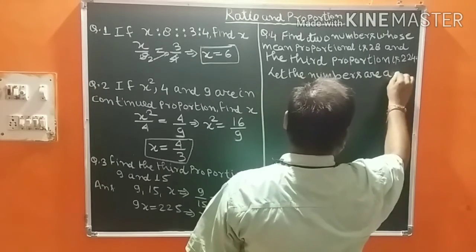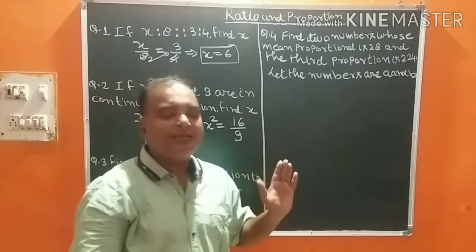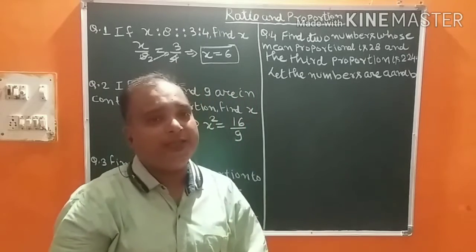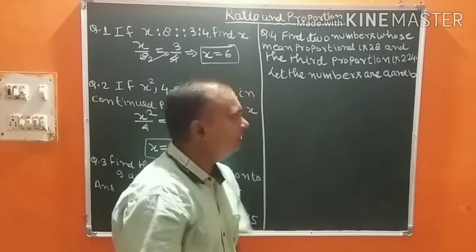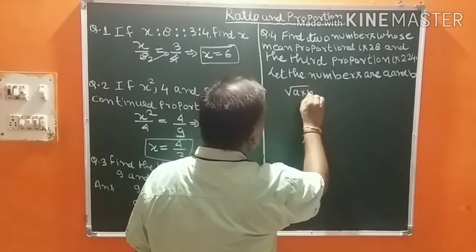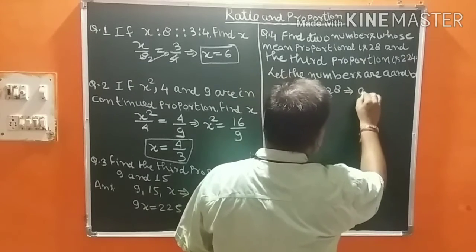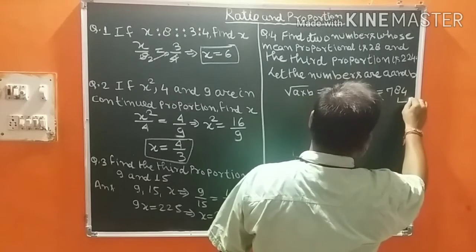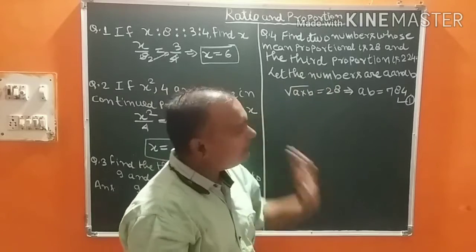Let the numbers be a and b. I discussed earlier, if a, b, c are in continuous proportion, then b equal to under root ab, and we can say b is the geometric mean or mean proportion. So by that property we can write under root a into b equal to 28, or a into b equal to 784. Equation number 1.